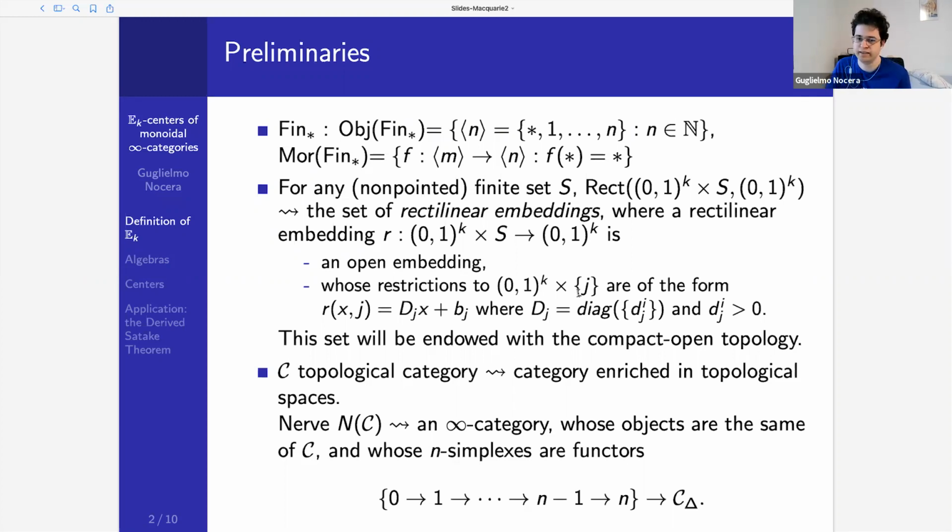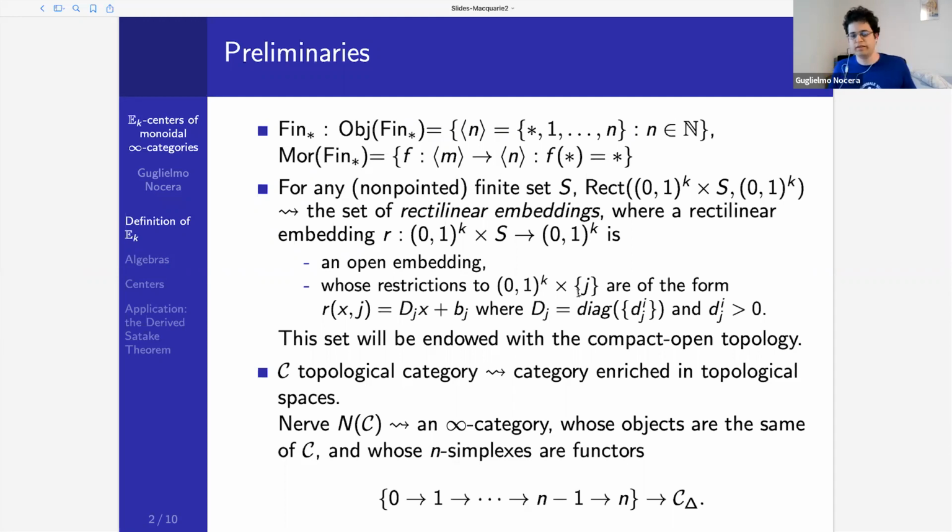So take a finite set S, and we want to build a space of functions from S copies of the open cube, of an open k-dimensional cube, into the cube itself. And this will be the set of rectilinear embeddings, where a rectilinear embedding is a continuous function, which is actually an open embedding of these S distinct copies of the cube into the cube itself. So there is no overlapping.